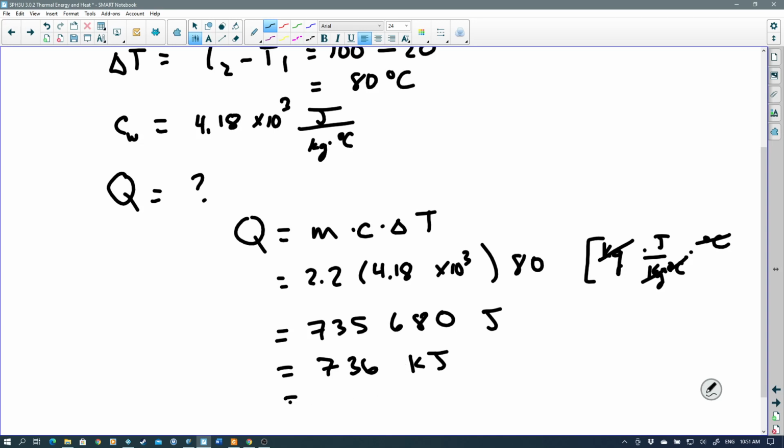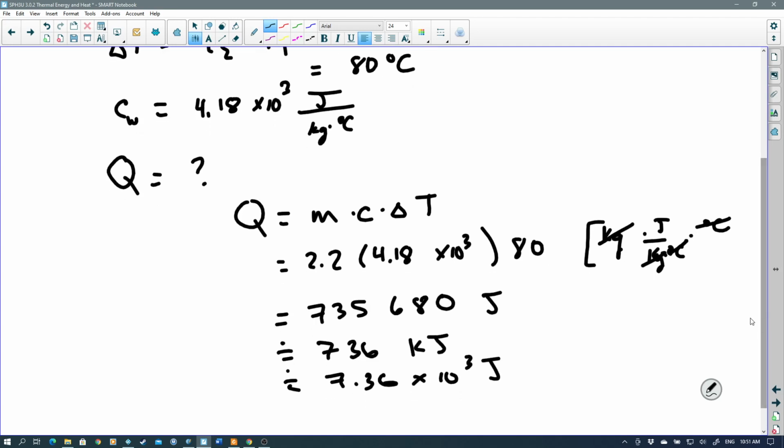You could also write it as 7.36 times 10 to the power of 3 joules. That would be another way that you could do this, rounding it off to 3 or 2 decimal places depending on what the number of significant digits are. So not a very difficult equation to use. Again, you could be asked to find the change in temperature if you were given the mass and the energy. So there's different ways that you can rearrange this equation. I'm going to leave you to experience that with some of the homework questions.